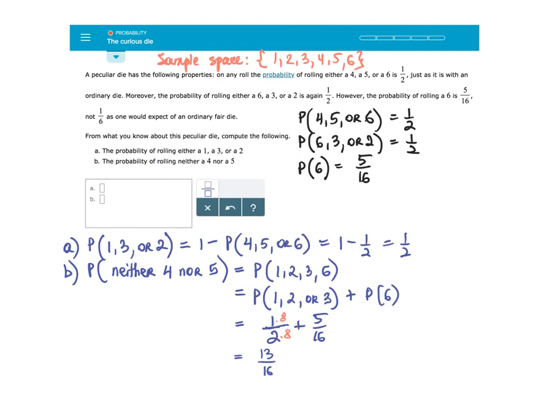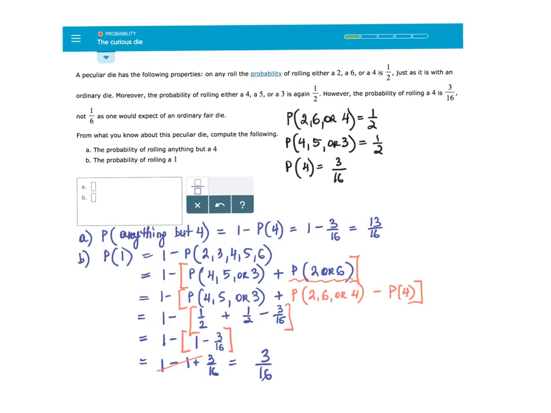Why would I do this? Because I know the probability of 6, it was given to me, it's 5/16. And I know the probability of 1, 3, or 2, which I just found to be 1/2. So in this expression, the first probability is 1/2, followed by plus 5/16. Don't forget a common denominator. So 8/16 plus 5/16 is 13/16. My two solutions, therefore, are 1/2 and 13/16.